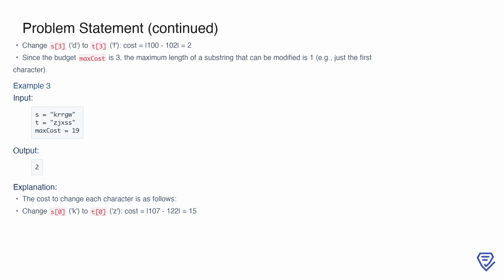Here's a third example where S is ABCD, T is ACD, and max cost is 0. The output in this case is 1. Let's break it down. The conversion costs are 0 for A to A, 1 for B to C, 1 for C to D, and 1 for D to E. Since the max cost is 0, only substrings with 0 conversion cost are valid. The only such substring is the first character, A, which matches it in T. This results in a maximum substring length of 1.